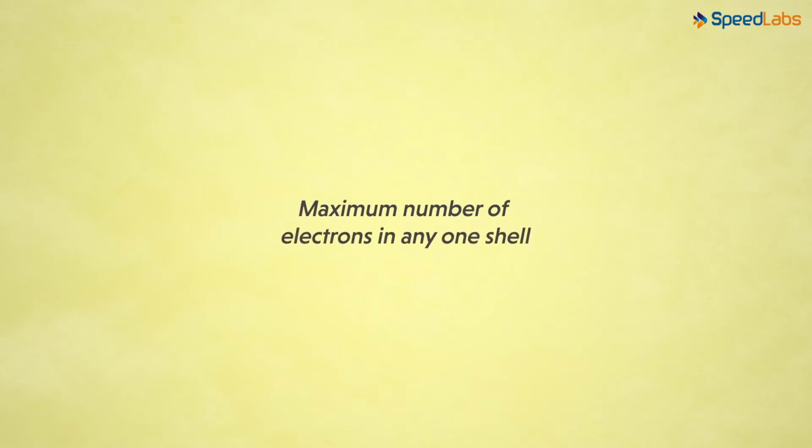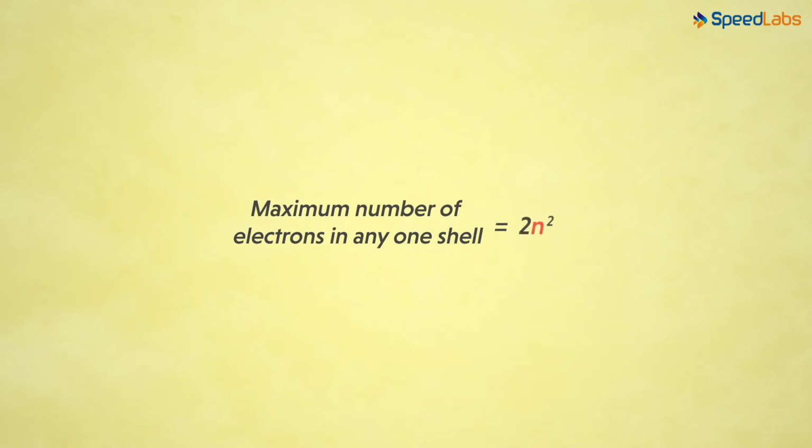Wait, do we have a formula to calculate the maximum number of electrons in each shell? Yes, of course. The simple formula 2 times n to the power 2 gives us the maximum number of electrons that can possibly be accommodated in one shell. It's 2 times n to the power 2, where n indicates the shell number.